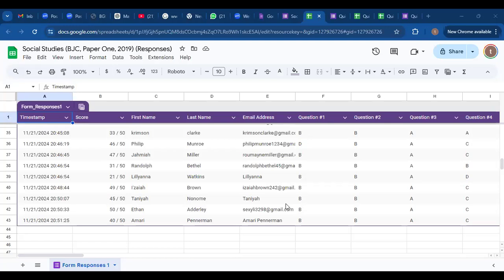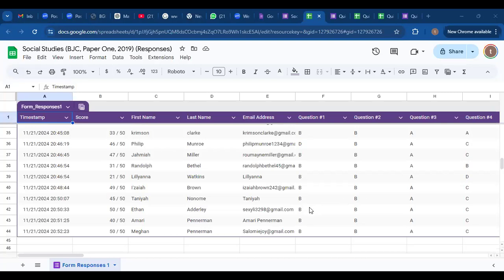Amari Penniman, where's Amari Penniman? Yes, sir. You got a 40 out of 50. A 40 out of 50 is an 80%. You can move on to the RK quiz if you're doing RK. Are you doing RK? Yes, sir. Good. Move on to the religious studies quiz. Antoine, what number you on? 42.